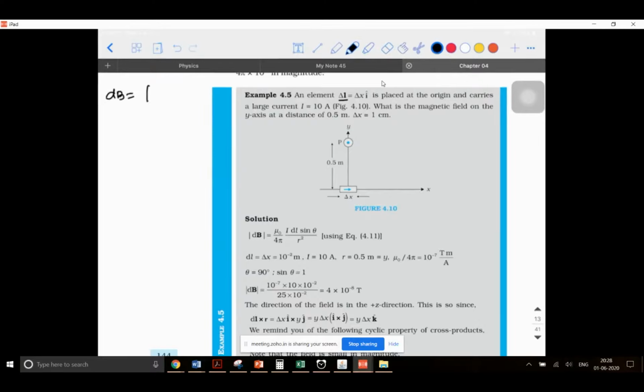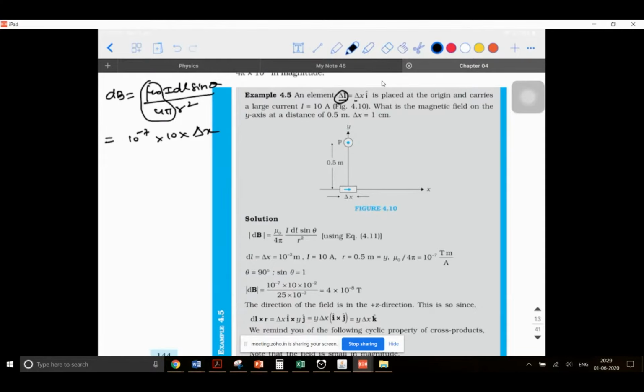We know the formula dB is equal to mu naught I dl sine theta divided by 4 pi r square. Now I'm going to solve the problem using this method in the first place. So dB is equal to mu naught by 4 pi into I dl sine theta divided by r square. Mu naught by 4 pi is going to be 10 power minus 7 into, what is the value of I? I is going to be 10 ampere into, in the place of dl, there is delta L, I will write it as delta x.